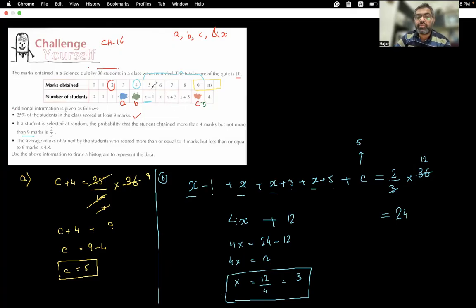So how many students have got 5 marks? Let me use another ink, blue color. So x minus 1 is 3 minus 1, which is equal to 2. For x, we got 3 students. 3 plus 3 is going to be 6. And x plus 5, 3 plus 5, is 8. So 8 students got 8 marks. It looks like the most number of students got 8 marks. Remember, the number which occurs the most number of times is called the mode.